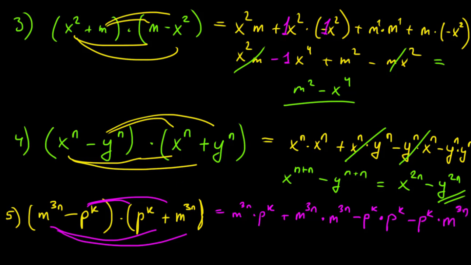So as you see here, these two, this one and this one, they cancel. So you are only left with these two. Here the powers are added. So 3n plus 3n, minus p, k plus k. So it means that m to the power of 6n minus p to the power of 2k. So this is your answer.